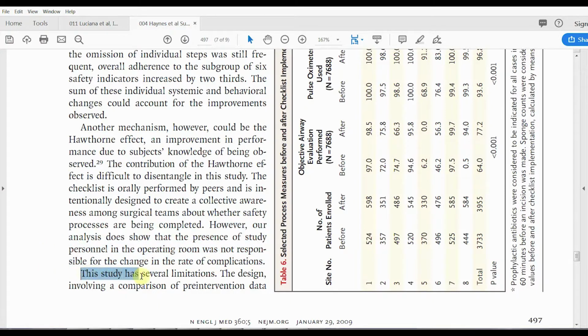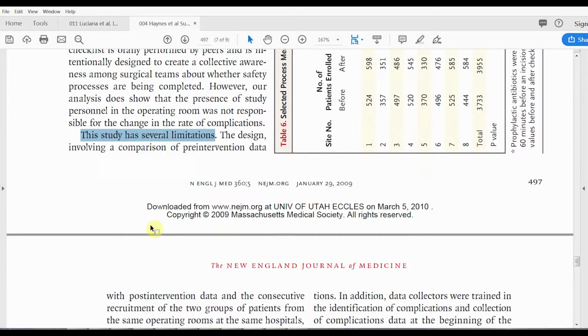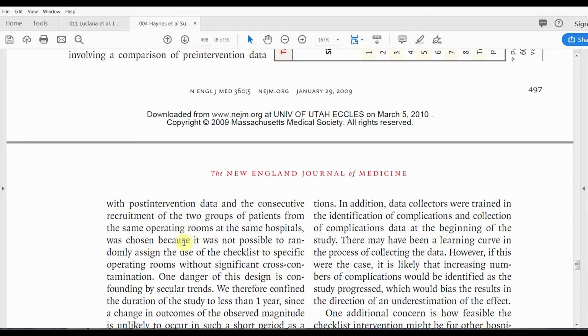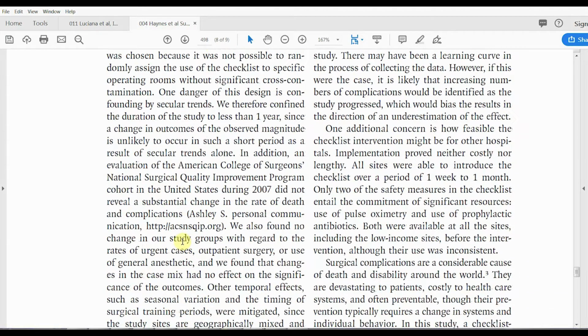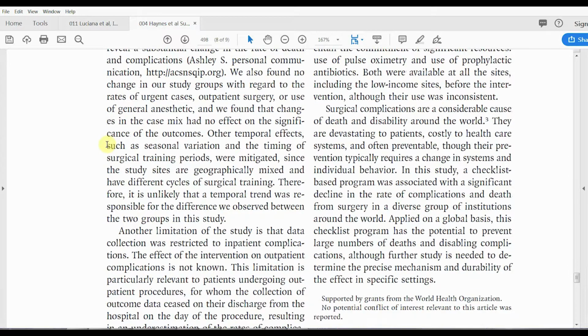That leads them to this statement: this study has several limitations, and then they go on at great length and list all of those limitations. This is all about possible things that could have been wrong with the study. One danger of this design is confounding by secular trends, which means there might have just been a random change that did not involve the checklist. And they talk about how they try to compensate for that.